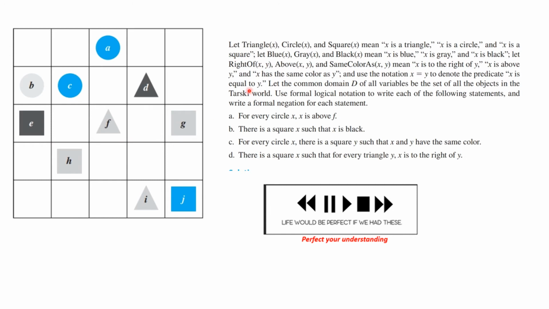We're staying with Tarski's world. So here you have several things you're being asked to do. You're supposed to use formal logic notation to write each of the following statements, and also write a formal negation for each of the statements, and there's 4 of them. 1, 2, 3, 4. You know what to do. Let's see how you did.